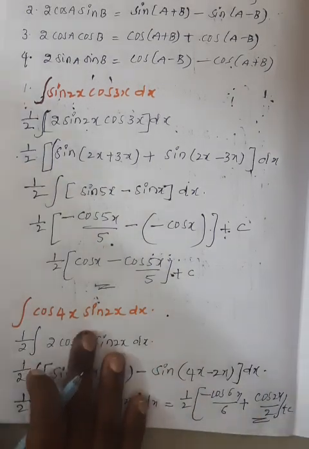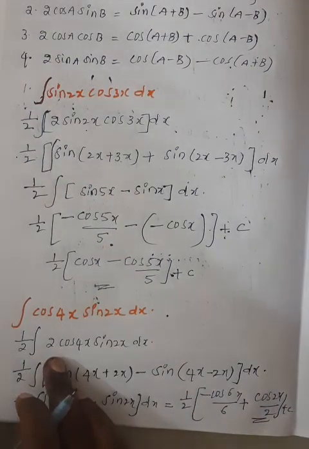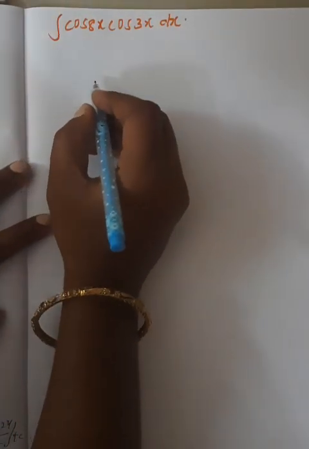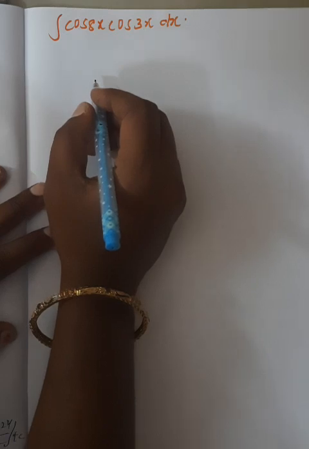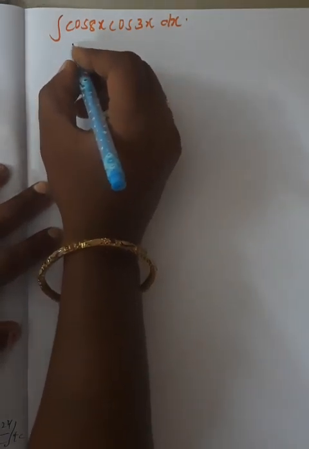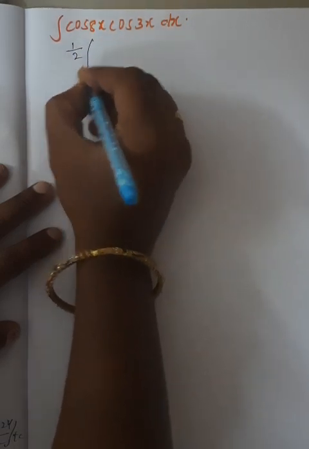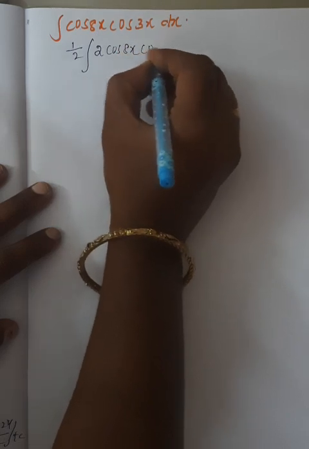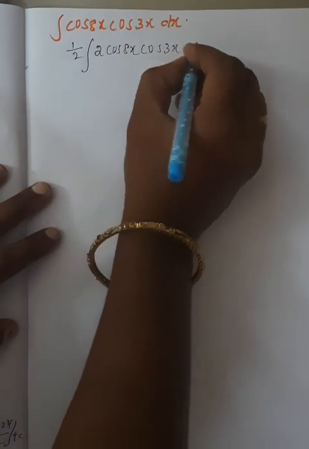Now let us solve one more question based on our third formula. So here our next question is integration of cos 8x into cos 3x dx, which is of the form cos A cos B. Now we have to multiply and divide with 2. Here 1 by 2 into integration of 2 cos 8x cos 3x dx.